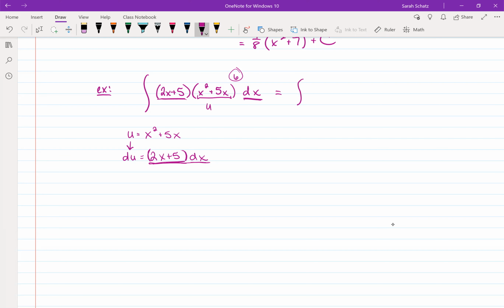So I'm going to have u to the 6th. And then remember, all of this, the 2x plus 5 and the dx, all of that is just equal to du. So it just gets rewritten as du. And how complicated did this look, you guys? And now I rewrite, and it's one of my just simple power rule antiderivatives. So n is 6, which means n plus 1 is 7. So I get 1 over 7 u to the 7th plus c. And then just replace u with the x squared plus 5x.